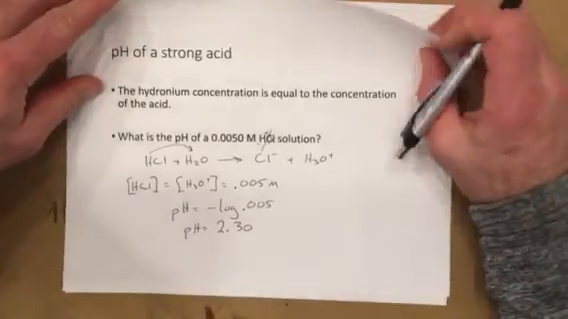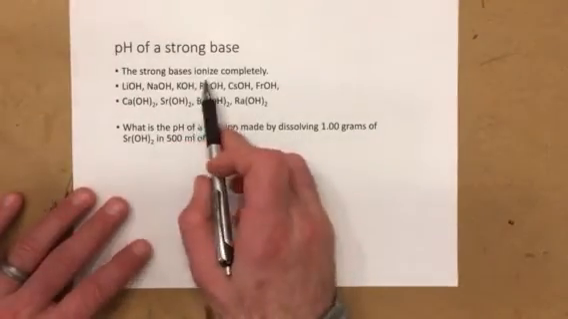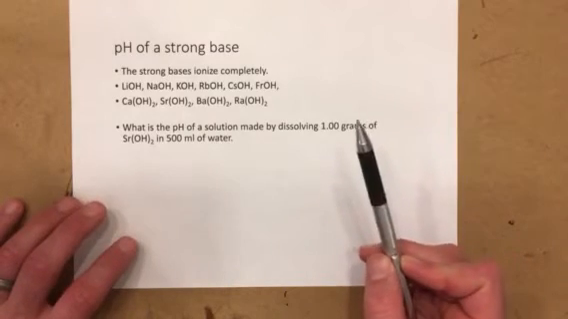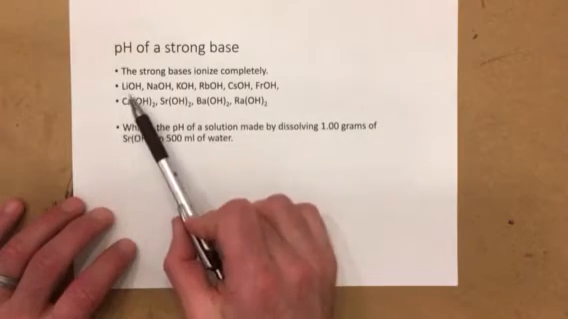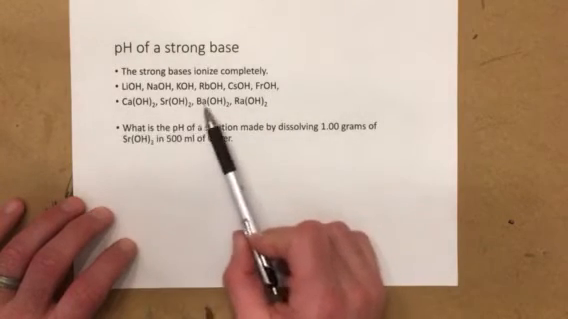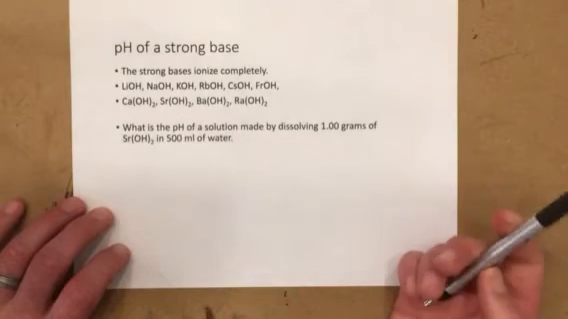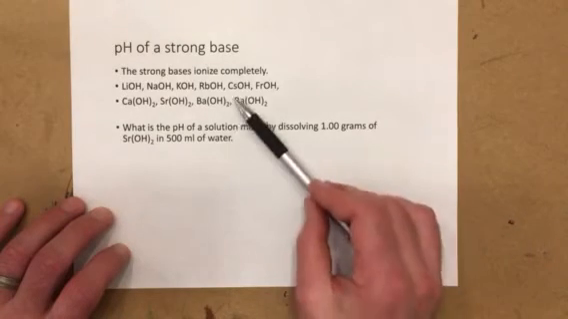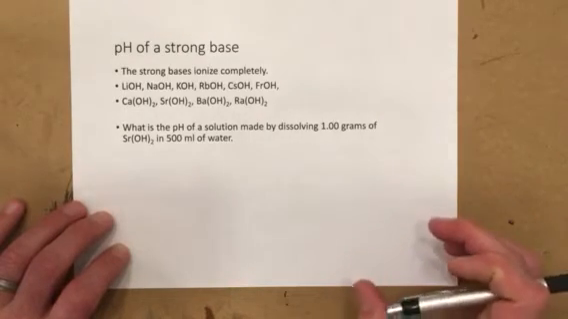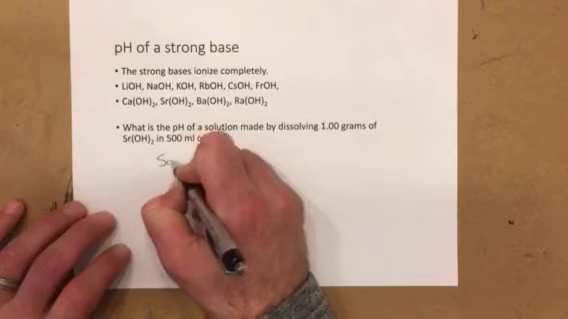Strong bases are sort of similar. Strong bases also completely ionize, making the calculations of pH fairly easy. The strong bases are the alkali metal hydroxides and the heavier alkaline earth metal hydroxides, so starting with calcium and down the periodic table. You should know these, and then any other base is a weak base, and we'll talk about weak bases later.